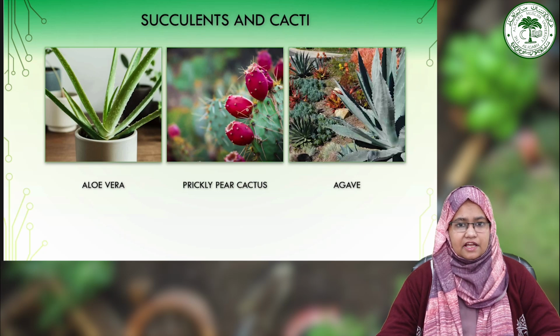Then next in the outdoor plants are the succulents and cacti. Succulents are excellent choices for home gardeners due to their low maintenance requirements, unique shapes and vibrant colors. Here are some popular succulents that you can consider for your home garden. The first, starting with aloe vera. Aloe vera is the most commonly known and grown indoor plant.